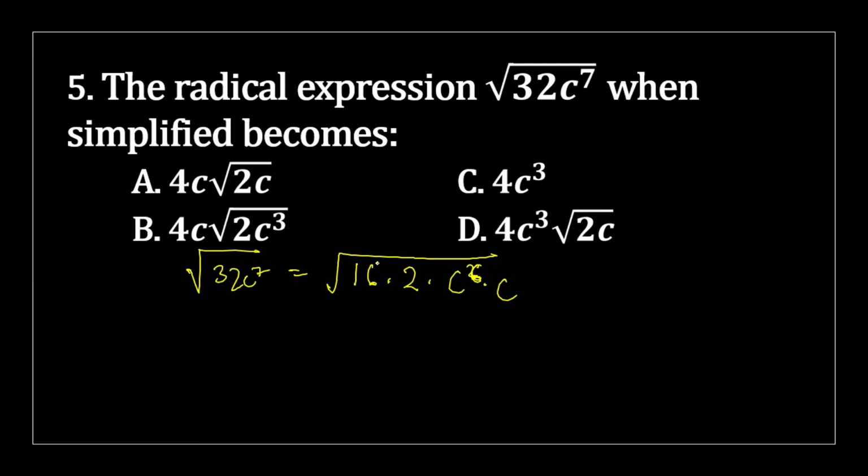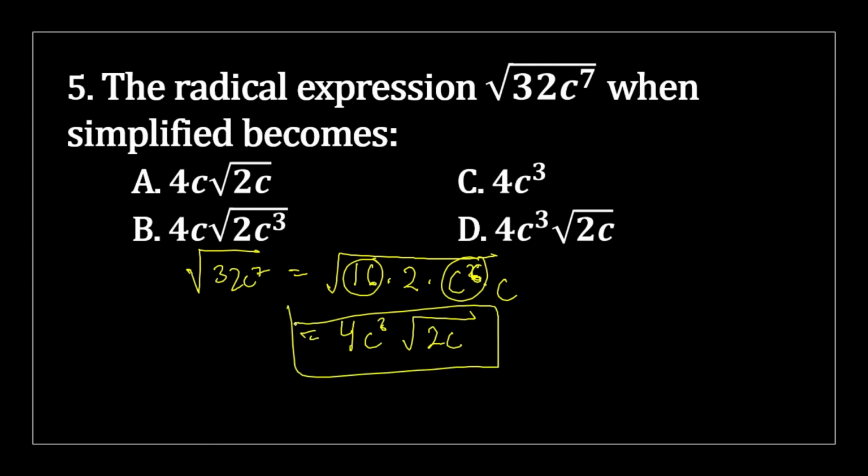Now let's bring out 16 and c raised to 6. The square root of 16 is 4. The square root of c raised to 6 is c raised to 3. Now we are left inside with 2c. So this will be our expression. So that is letter D.